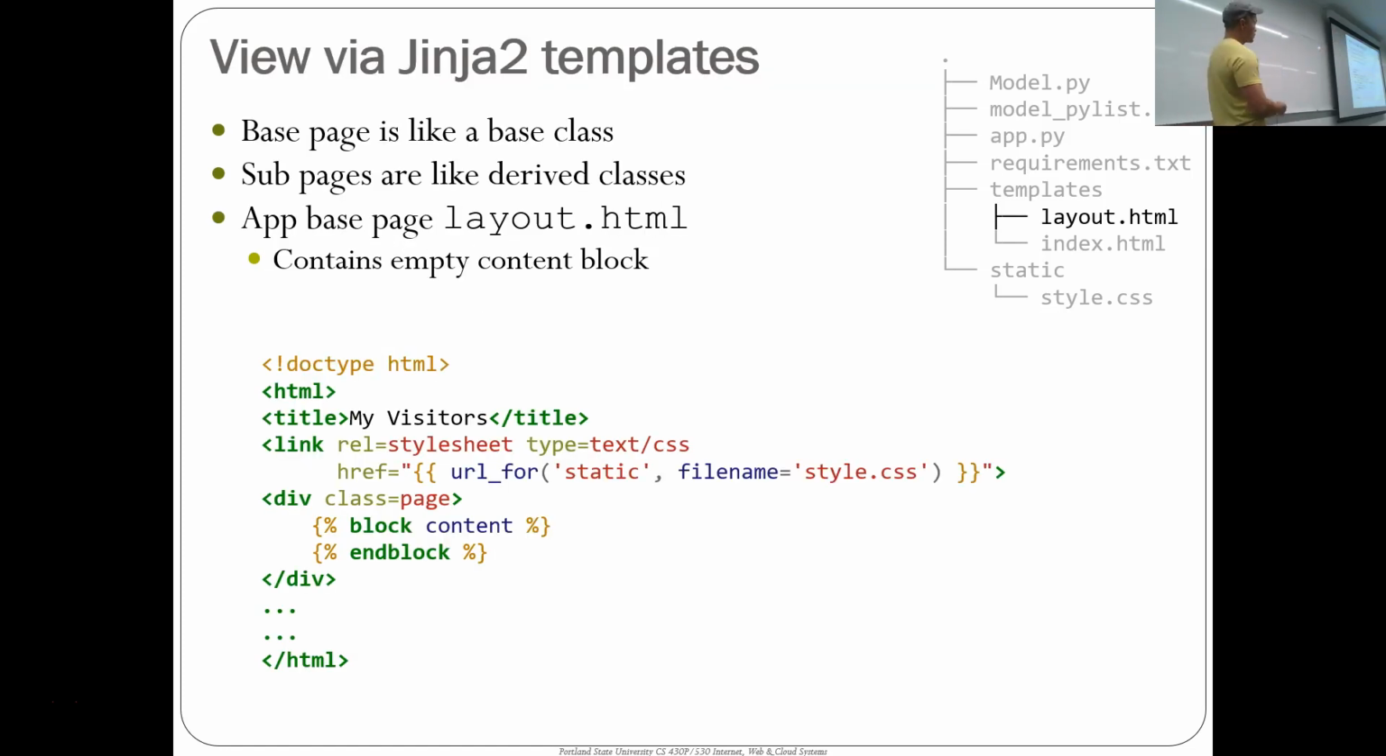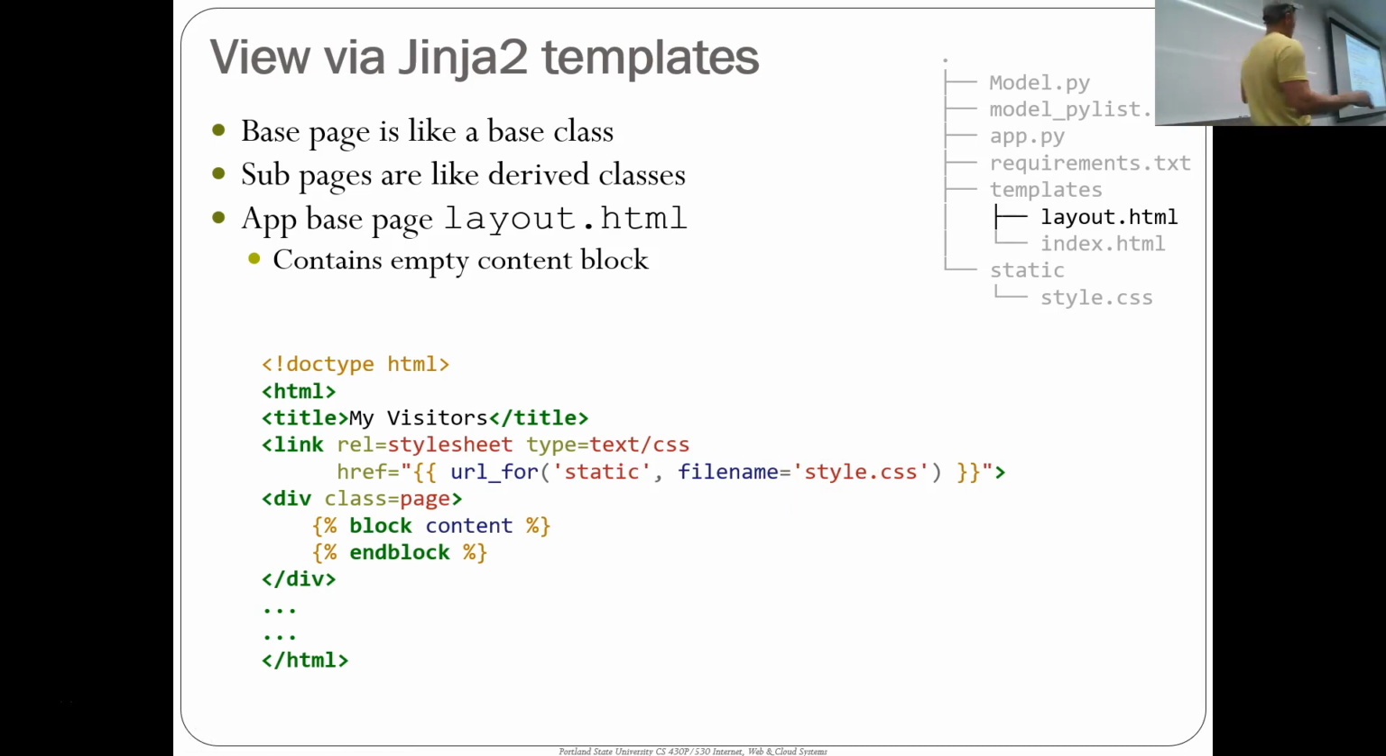Okay, so then the view is the next part of this, and this is done with the Jinja templates. It's got the base page, as I mentioned before, which is like your base class, and then the subpages are derived classes. The base page is in layout.html. If you look at this, it's got this My Visitors title. It's got a style sheet, and this is also pulled from Flask. You can register a path for the static directory where all your static assets are located, and then within that directory, you want to pull style.css to include.